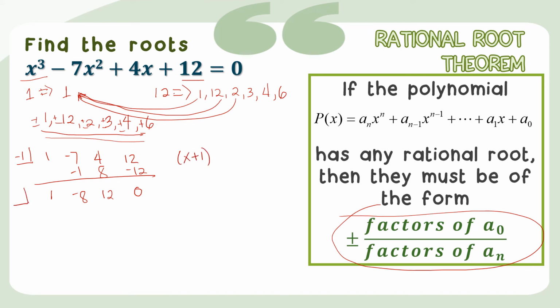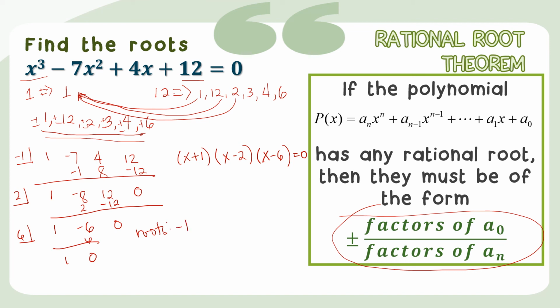Next, let us continue. Let us try positive 2. Doon muna tayo sa maliliit na number, ha? 1, 2, negative 6, negative 12, 0. So, another factor is x minus 2. Ano kaya yung last? Of course, 6 na ito, 1, 6, 0. This is x minus 6. So, ito na yung factors niya. Naka-factor form na. Therefore, what are the roots? So, we have negative 1, positive 2, positive 6.